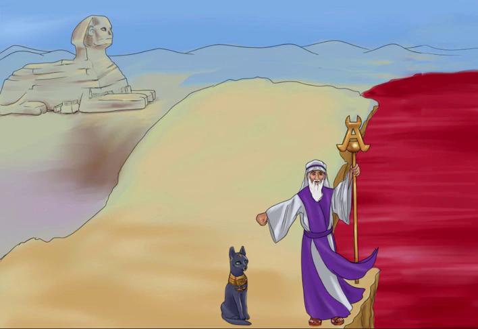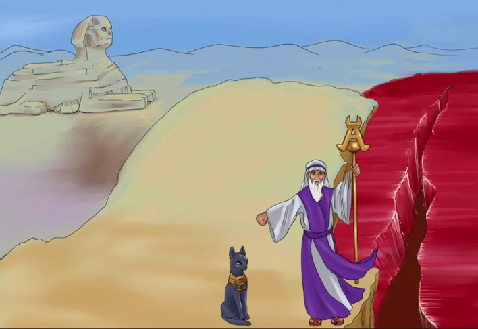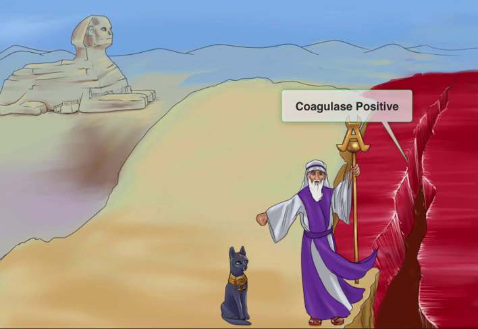Coagulase is an enzyme that converts fibrinogen to fibrin, and it's present in Staph aureus. Notice Moses is standing in front of the Red Sea, literally a sea colored red. It's red because it's supposed to remind you of blood, and his parting of the Red Sea is him actually coagulating it. So again, this will remind you that Staph aureus is coagulase positive.